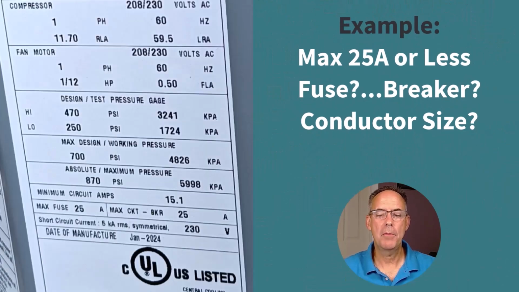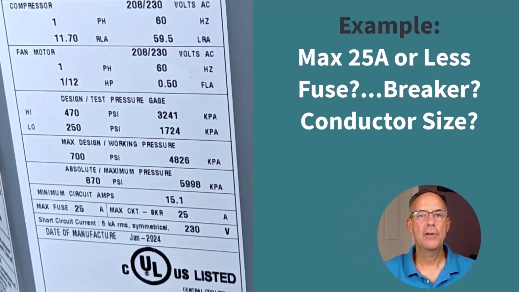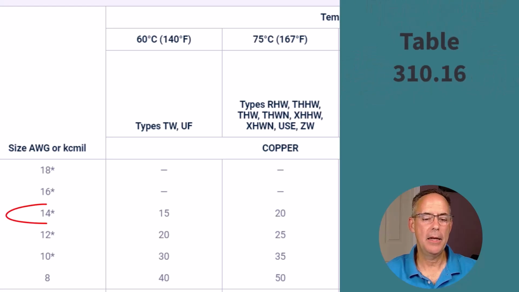Okay, so let's walk through a couple examples. On this tag, it tells us maximum fuse 25, maximum circuit breaker 25. The tag has to say fuse or circuit breaker, or it can say both, meaning you can use either. So on this particular tag, we'd be able to use either a fuse or a circuit breaker. It tells us that the minimum circuit ampacity is 15.1 amps. So if we go over to our table 310.16 and we look at a number 14, we find in the 75C column that a number 14 is able to carry 20 amps.